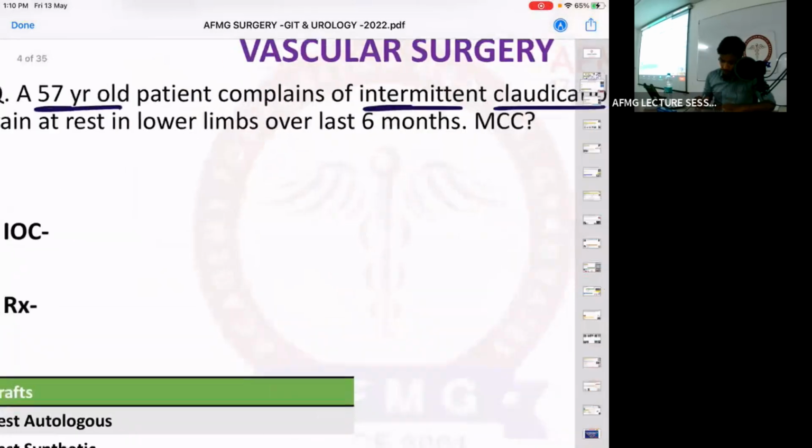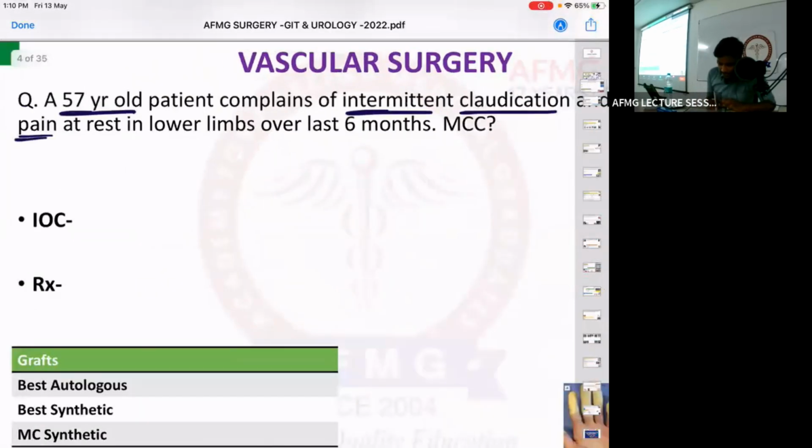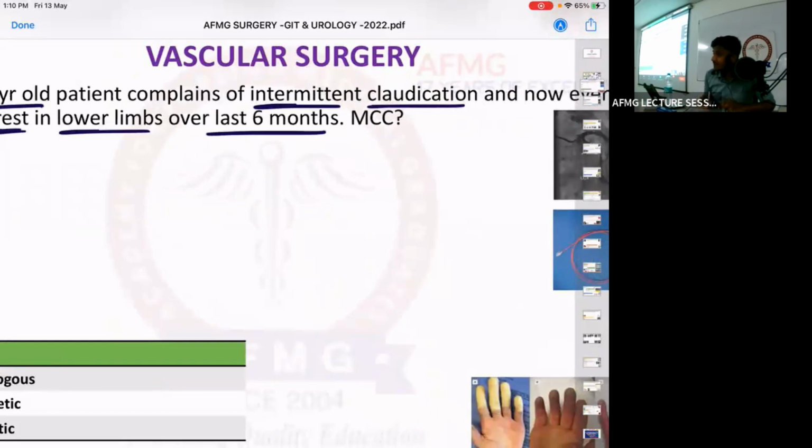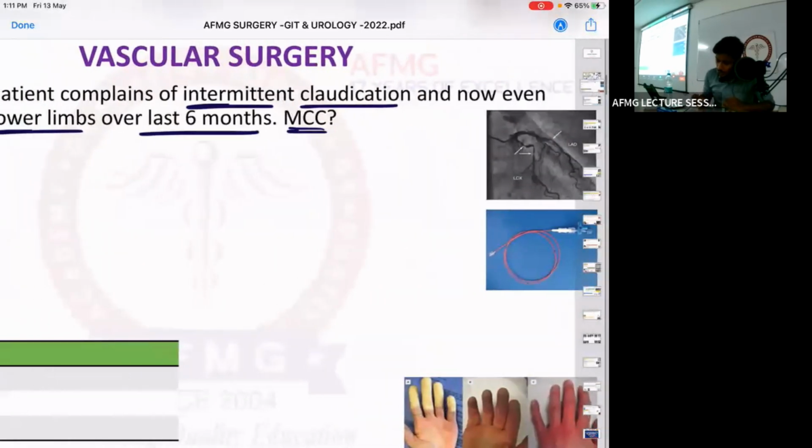And now the patient presents to you with pain even at rest. It is usually in the lower limb over a period of the last 6 months. If it is over the last 6 months, that means it is a gradual disease. It means a gradual obstruction is happening. What is the most common cause? See, intermittent claudication is a classical sign for arterial obstruction.